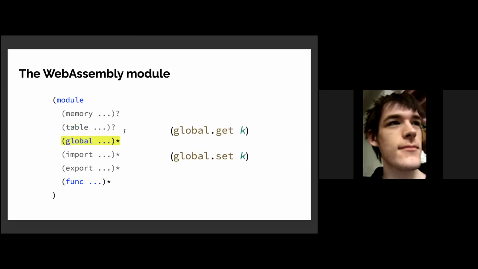Finally, we have global variables. These are declared as a module-scoped list accessed through static indexes. The global.get and global.set instructions shown here access the kth declared global in this list.